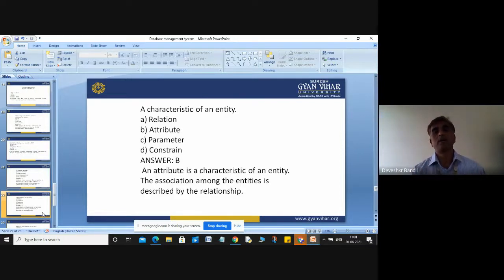And next question is that characteristics of an entity, maybe relation, attribute, parameter, or constraint. Obviously, I told you that your entity has so many characteristics, and the characteristics of your entity are called the attribute. In this question, the characteristics of an entity is called the attribute.